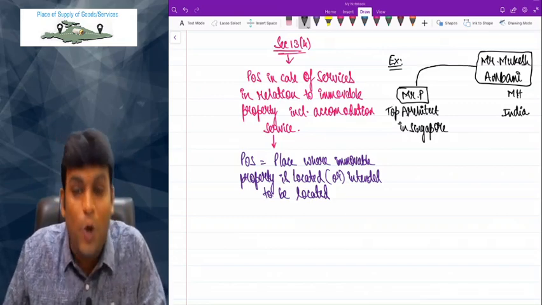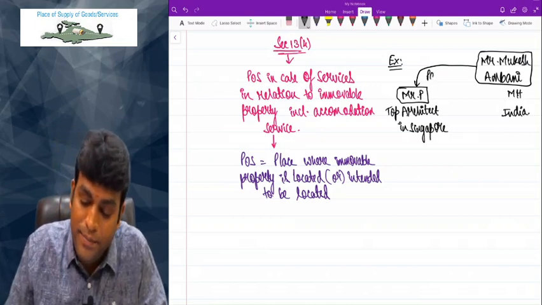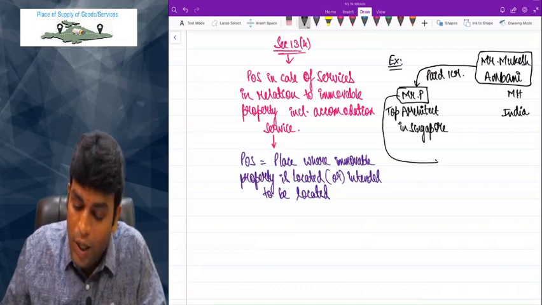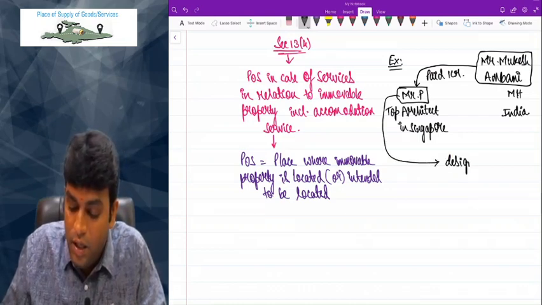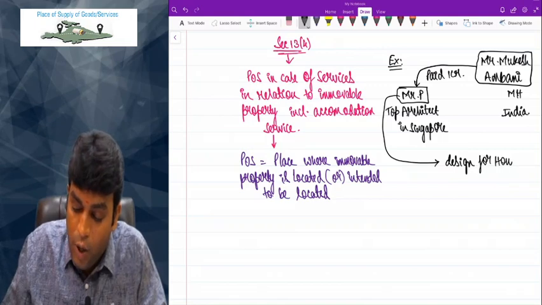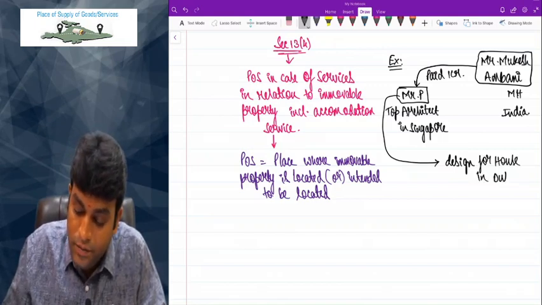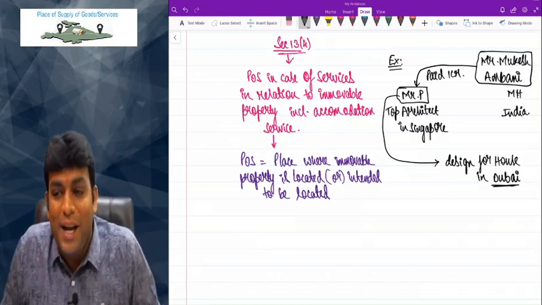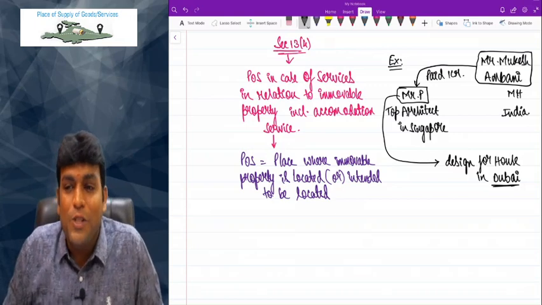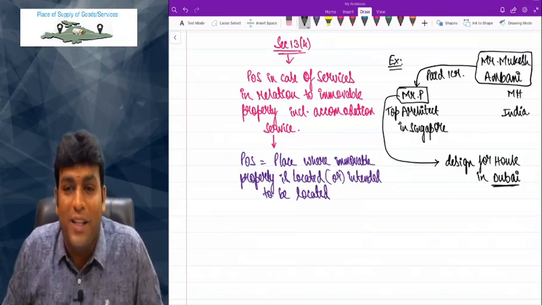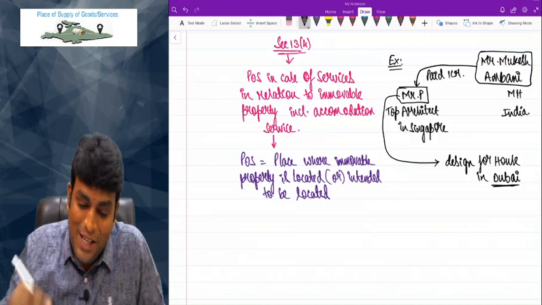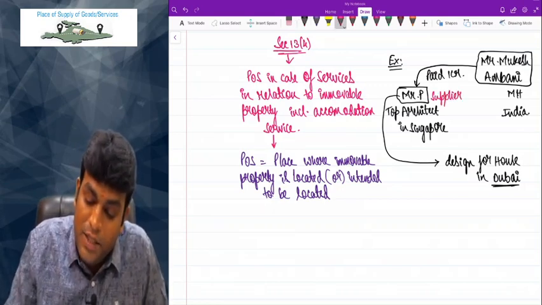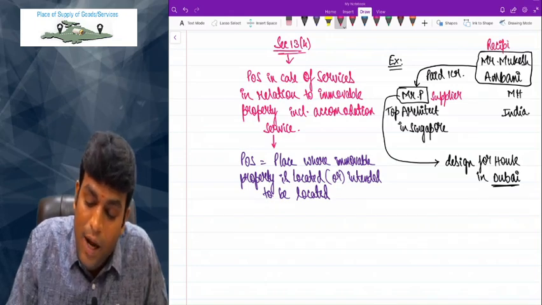Now Mukesh Ambani contacted P and paid him 1 crore because he wanted Mr. P to give design for house in Dubai. So Mukesh Ambani is constructing one house in Dubai. So for the house in Dubai, Mukesh Ambani wanted Mr. P to give design. So my straight point to you, sir, who is supplier, my dear friends? Supplier is nothing but Mr. P and recipient is nothing but Mukesh Ambani.